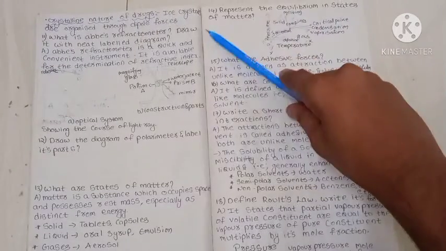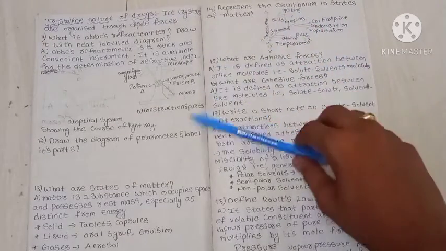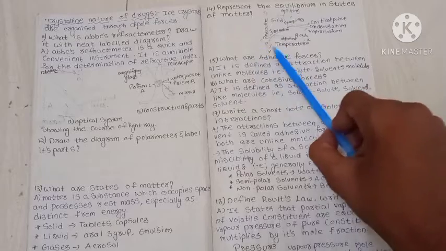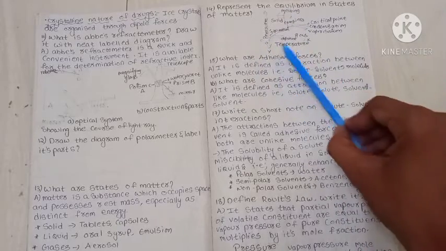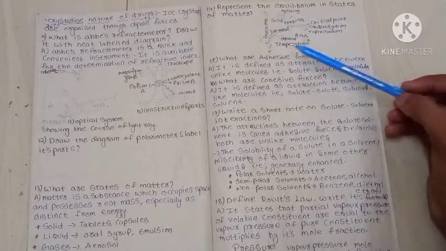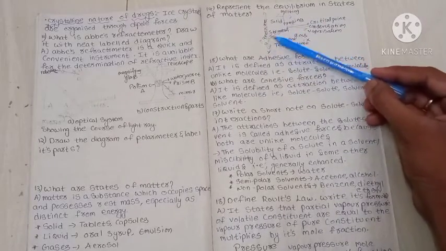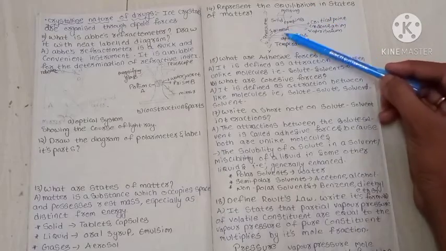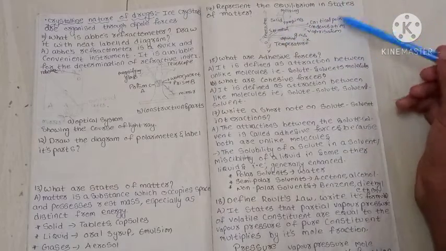Next, represent the equilibrium in states of matter. For that, we need to draw a graph which contains x-axis and y-axis. On the y-axis, we take pressure, and the x-axis is temperature. Here we need to draw three lines. Here we have sublimation, melting, and also the critical point.